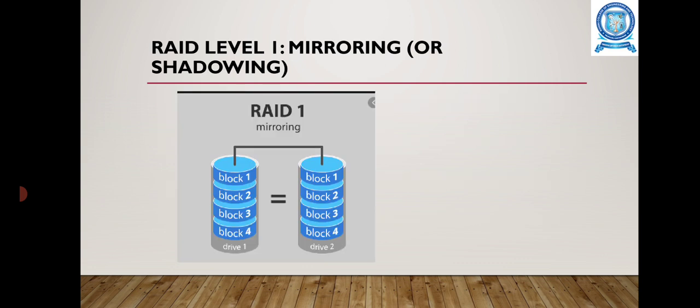This is the diagram representation of RAID 1. Here is mirroring, where the same data is on 2 drives. The drives are partitioned into blocks.